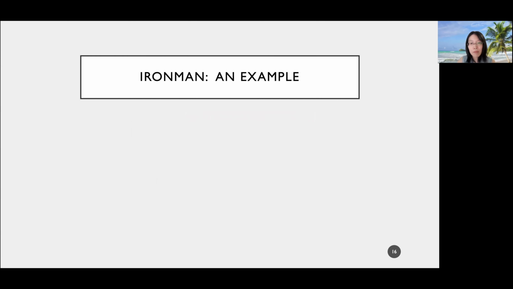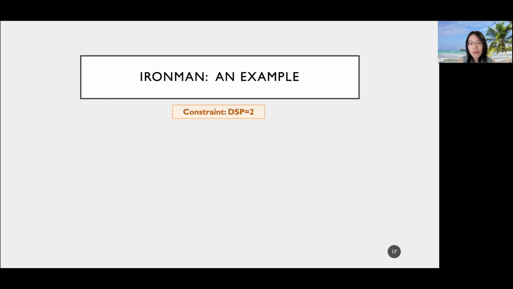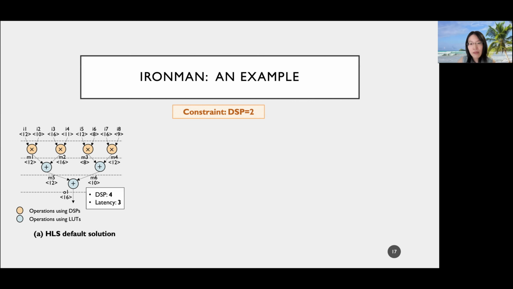Now let me use an example to demonstrate how IronMan works. Let's say we have an example code which is a for loop. The very first step is that this for loop will be transformed into a DFG by the code transformer. A DFG is a graph that represents data dependency among different operations. Assume that now we have a resource constraint of using no more than 2 DSPs. If nothing is done to optimize the DFG, the HLS will generate a default solution which uses 4 DSPs and has a latency of 3.